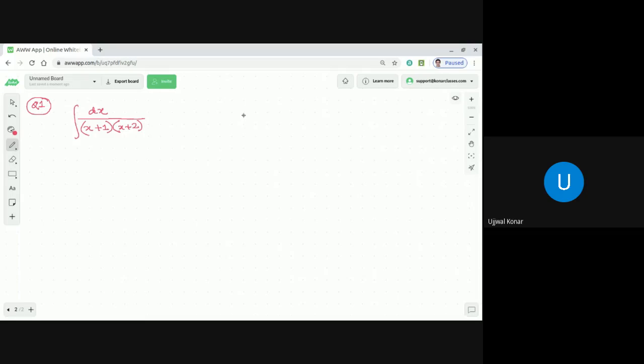So what is our rational function? Our rational function is 1 by (x plus 1)(x plus 2), correct or not? Yes. So if you look into the table, we can write this as capital A by x plus 1, isn't it, dear students, plus capital B by x plus 2. So from here, we are going to get 1 is equal to capital A into (x plus 2) plus capital B into (x plus 1).